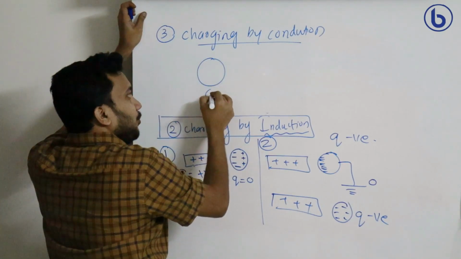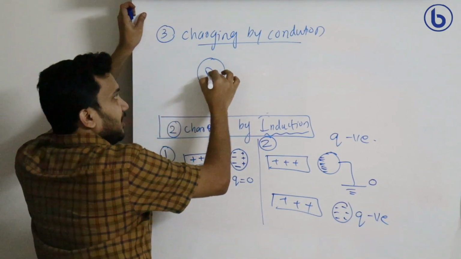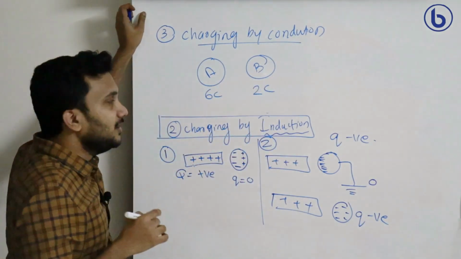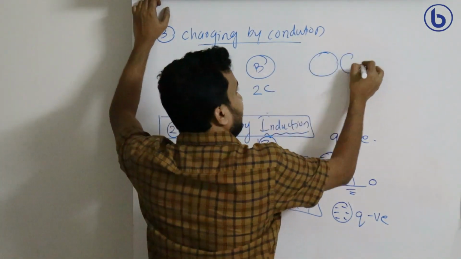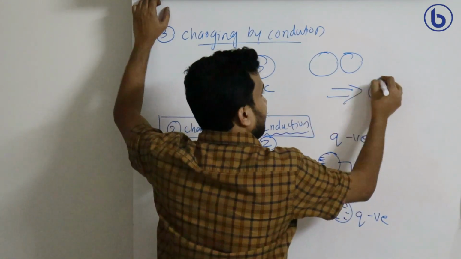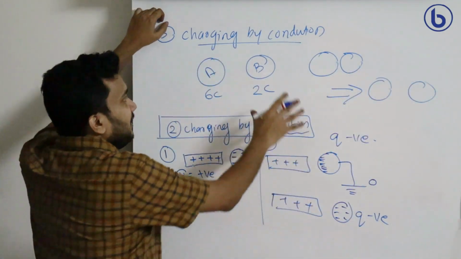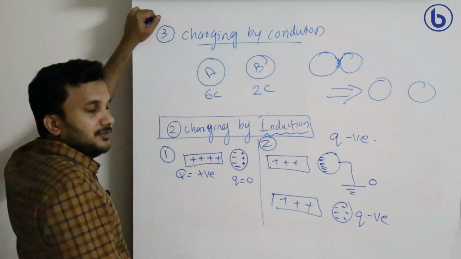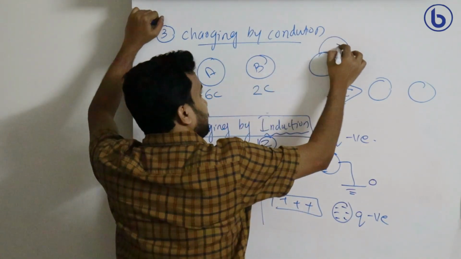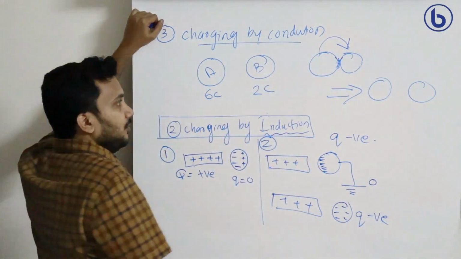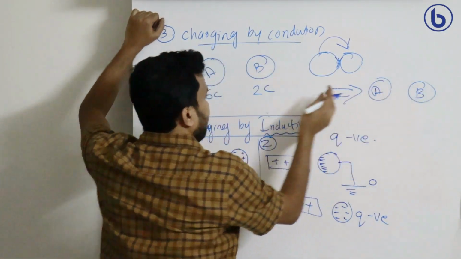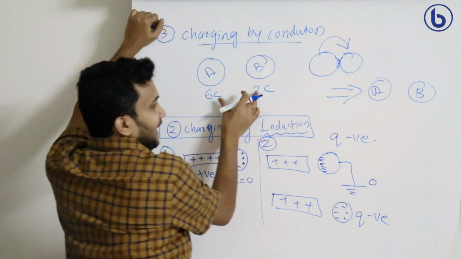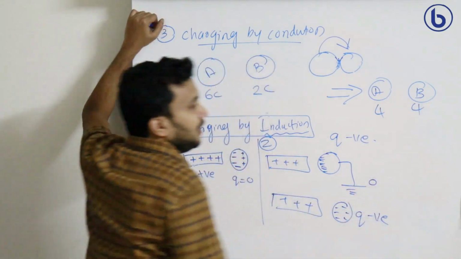For example, if I have body A with 6 coulomb charge, and body B with 2 coulomb charge. Hope you have remembered this. So if these bodies are connected, and after some time the bodies get separated, what will happen when they are connected? There is a physical connection between these two bodies. Physical connection means charges will transfer from the higher body to the lower body. Now bodies A and B will have equal charges. What does equal mean? Here it is totally 8 coulomb, so it becomes 4 coulomb and 4 coulomb.